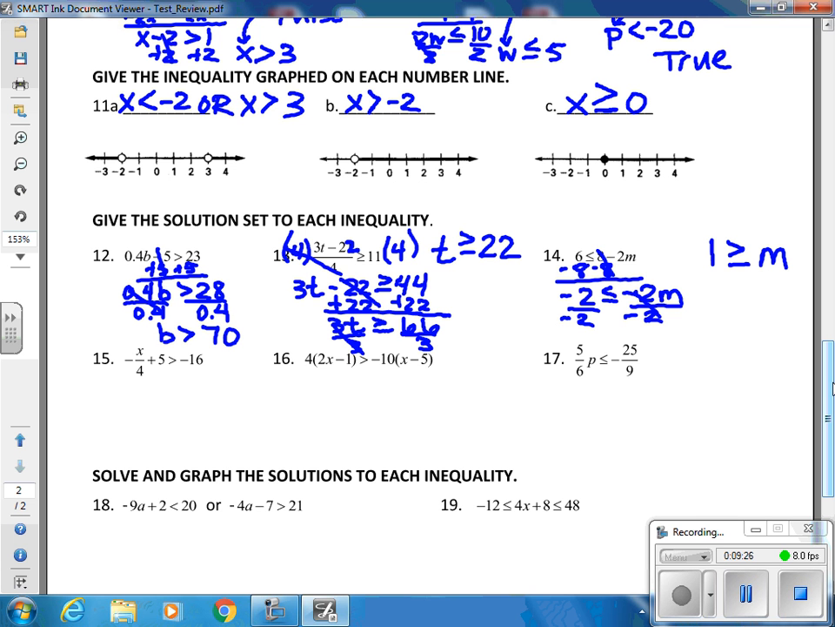Now you can leave it like that, or if that really bugs you and you want the variable on the left, then you want to flip it again so it says m is less than or equal to 1. Notice how in the first one it's pointing to the m, so when you rewrite it, it still has to stay pointing to the m. Right? Don't ever change the way it's pointing if you're not trying to flip it. Okay?